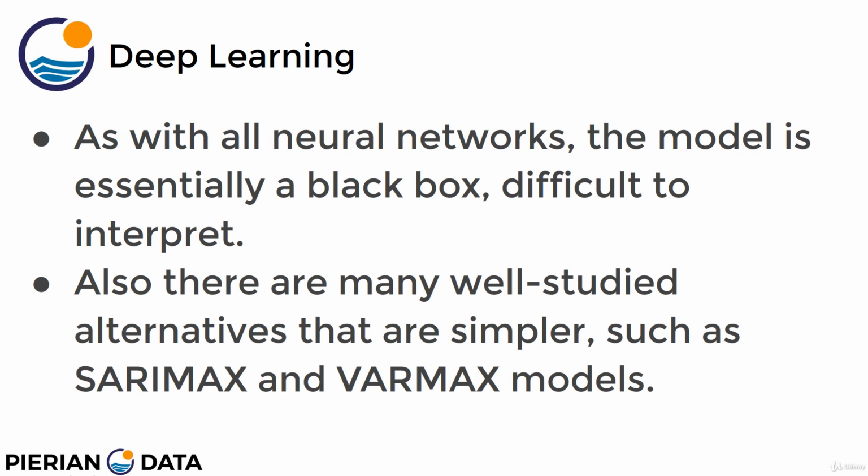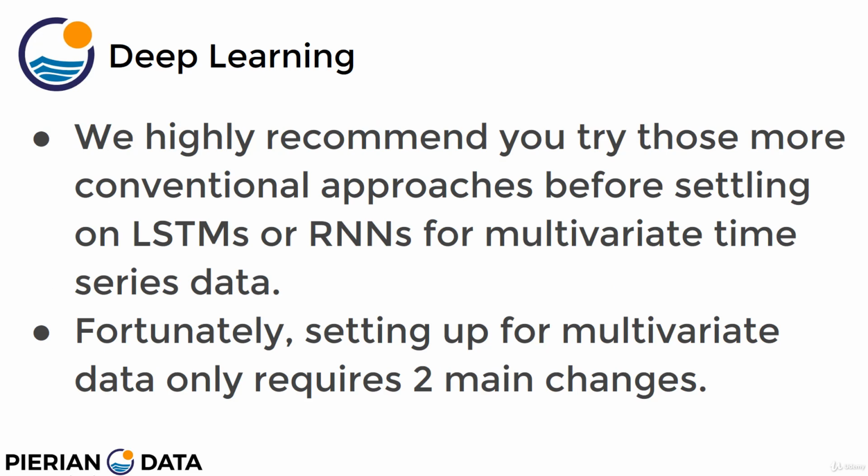Now, the larger con is that time series is actually a very well-studied field of mathematics, and there are many well-studied alternatives that are actually simpler to use, such as SARIMAX, or seasonal autoregressive integrated moving average exogenous models, and also VARMAX or VARMA-X models. So I would highly encourage people to check out those well-studied models first, and you can apply those not just to multivariate time series, but also single time series. And they work very well, and more importantly, they're very interpretable. So I highly recommend that you try those more conventional approaches before settling on LSTMs or recurrent neural networks for multivariate time series data or just time series data in general.